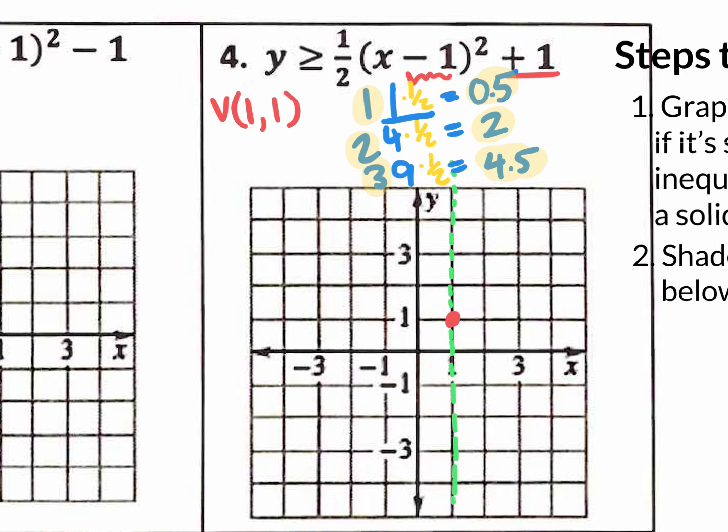Let's go to the vertex. From the vertex, one to the side and only halfway up. We put a dot right there, halfway up. And then you go back to the vertex, and you go 2 to the side, and then 2 up. That's a nice coordinate right there. Then you go back to the vertex, and you go 3 to the side, and 4.5. Check this out. 1, 2, 3, 4, and only halfway off the graph.